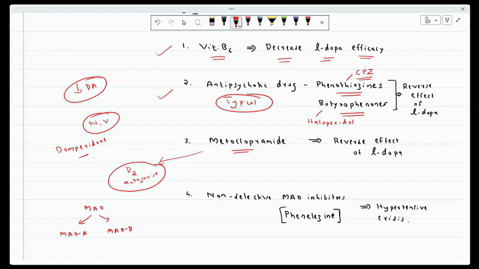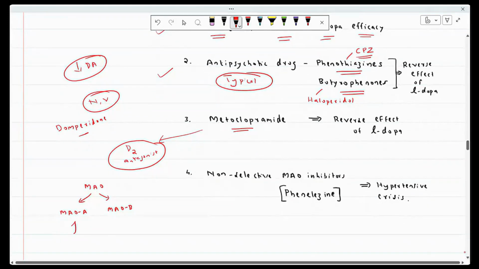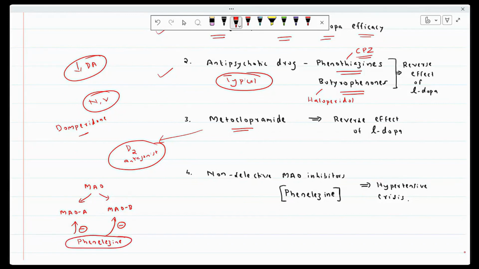Now, there are certain drugs which can inhibit both of the enzymes. Okay, so they are called non-selective MAO inhibitors, and the example is phenelzine. Okay, so if you inhibit both enzymes, the problem is that noradrenaline, adrenaline, and serotonin are all metabolized by monoamine oxidase A, whereas dopamine is metabolized by monoamine oxidase B. When you are giving a non-selective MAO inhibitor, it will inhibit all these enzymes, correct? It will inhibit MAO A. It will inhibit MAO B.